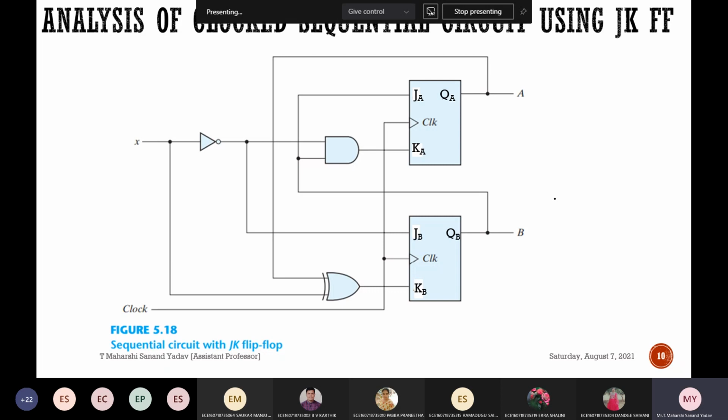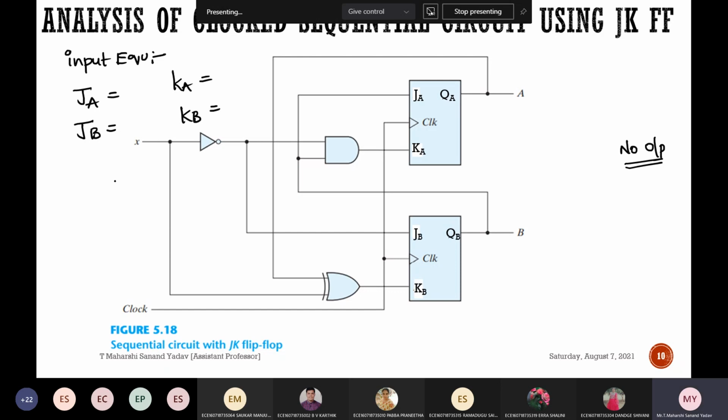So what is the first step? Input equations. Please solve and tell me the answers. How many inputs are there? So you need JA, JB. That's it. Similarly, KA and KB. Please solve and tell me the answers. So if you observe, are there any outputs here? Are you able to see any output? No output is present here.